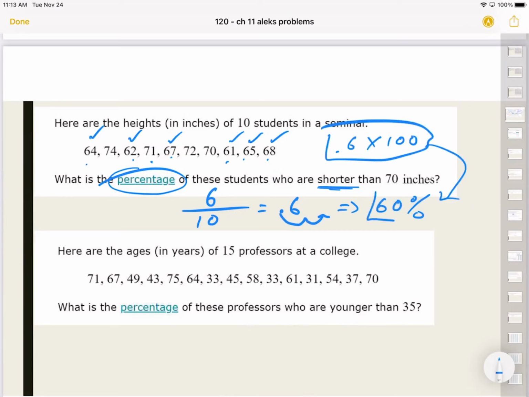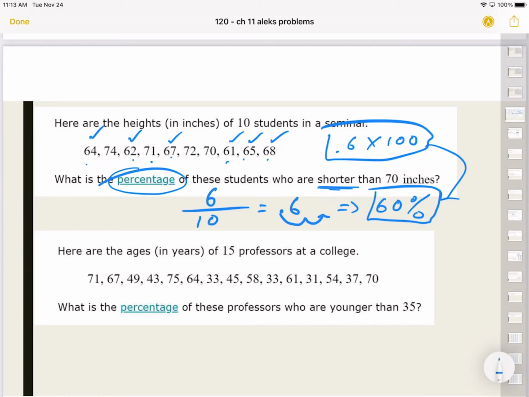So again, to find the percentage of the data below, or less than, or younger than, you're looking for the number of data less than that value, divide by the total number, and then multiply by 100 to convert the decimal to a percent, right?